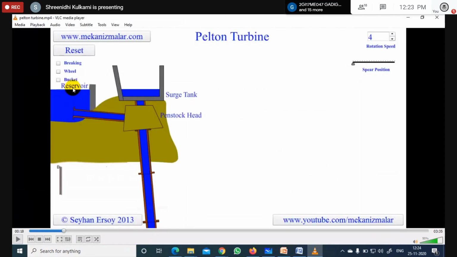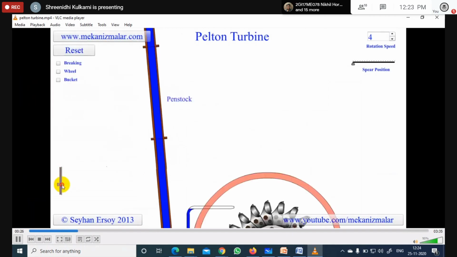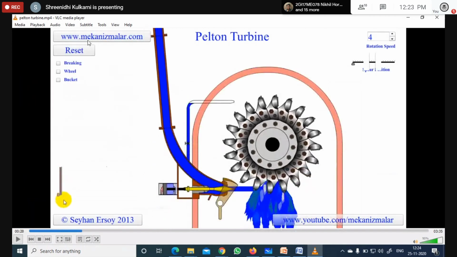So that is the penstock. Now here, this is the nozzle, and this complete pipe we call the penstock. The penstock is connected from the reservoir up to the nozzle.